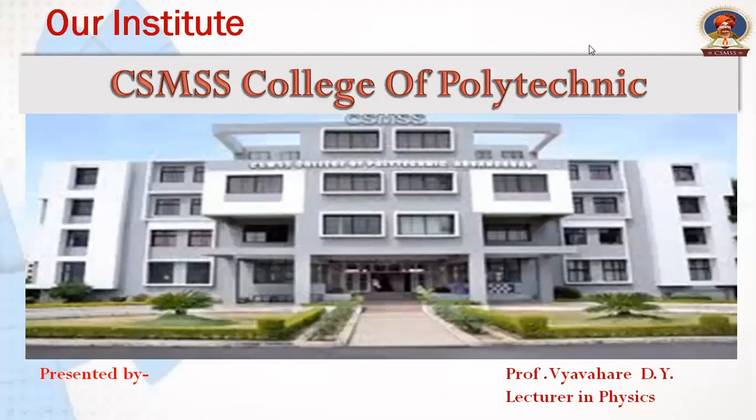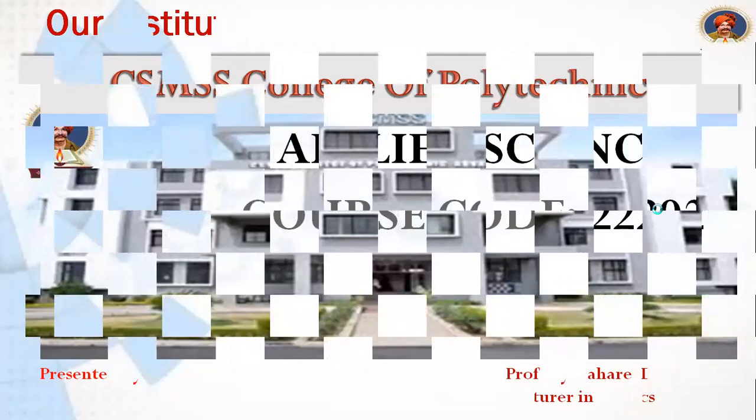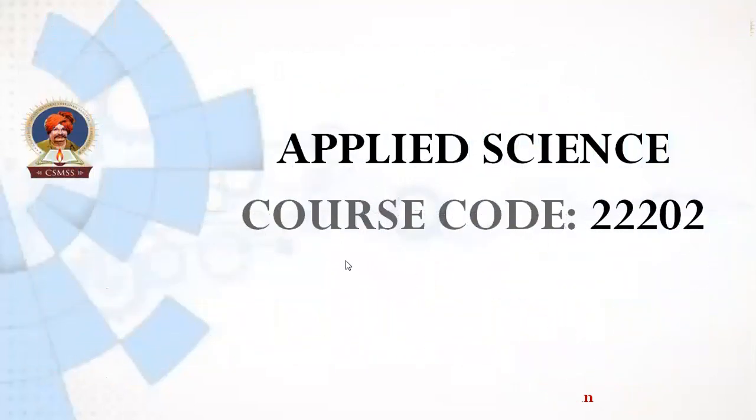Today we are going to understand the syllabus of applied science physics. The course code is 22202. Name of subject is applied science.